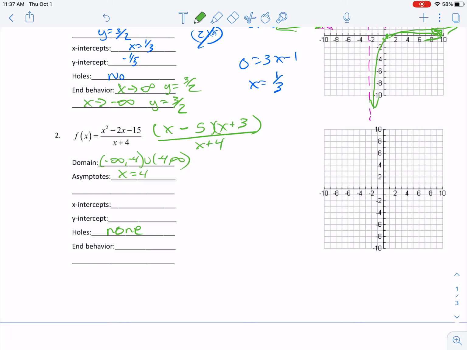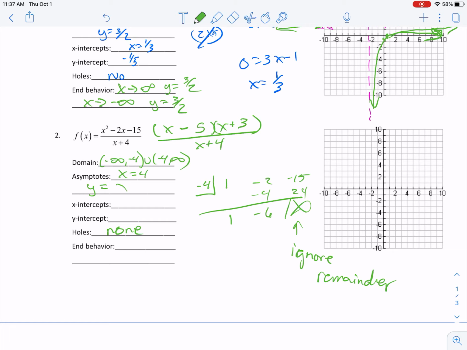Now we're top heavy, so you're going to divide. I'm going to do synthetic division, negative 4 into 1, negative 2, negative 15. Bring down the 1, multiply to get negative 4. This is negative 6. You add, that's 24. This is the remainder. It doesn't matter. Ignore the remainder, because we're really worried about what happens when x gets huge, and you're going to have a huge number on the denominator, so this makes it 0. So here's my equation: y equals x minus 6.